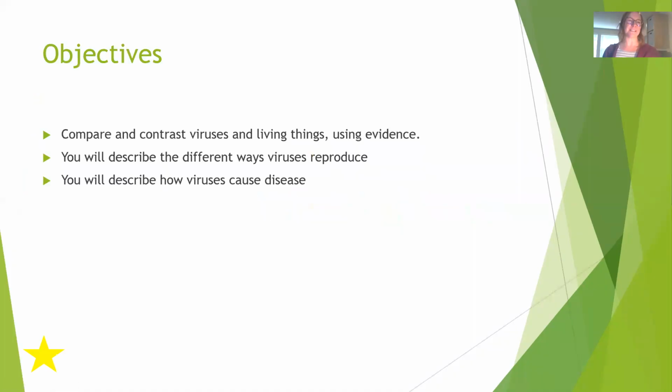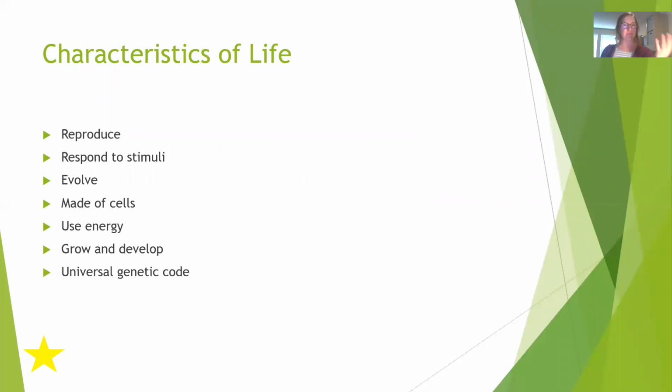The objective of this lesson is to compare and contrast viruses and living things using evidence, to describe the different ways viruses reproduce, and to describe how viruses cause disease. Remember, yellow star means a quick check question is being covered. Okay, so what is a virus?